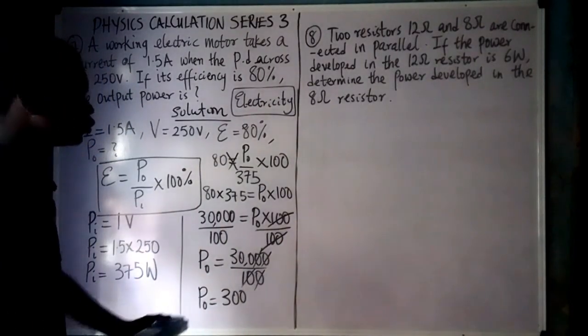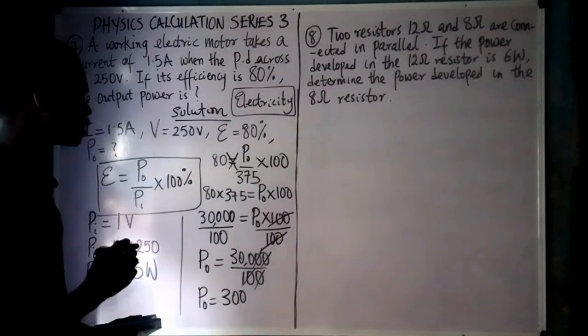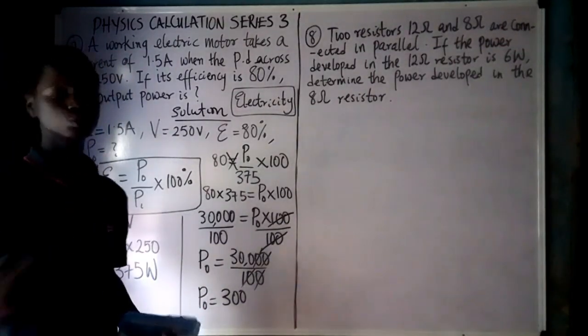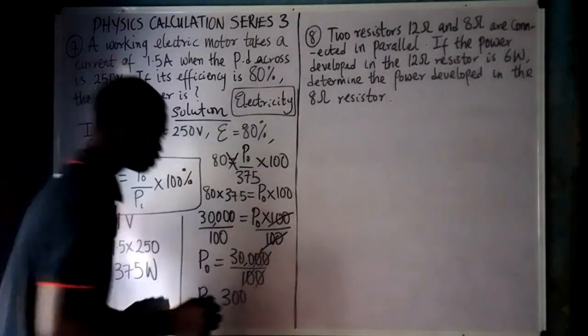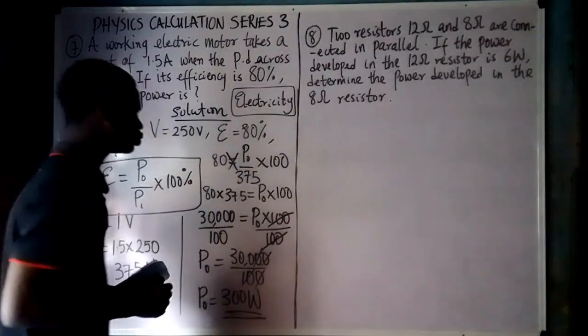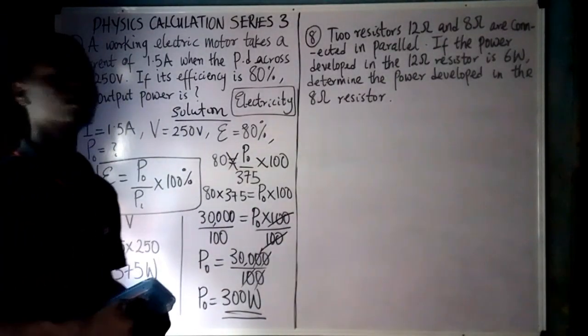But do we stop here? No. We are going to add a unit. And the unit for power whatsoever, whether it's output power or input power, is always going to be what? Watt, symbolized by W. And that is the answer to this very question.